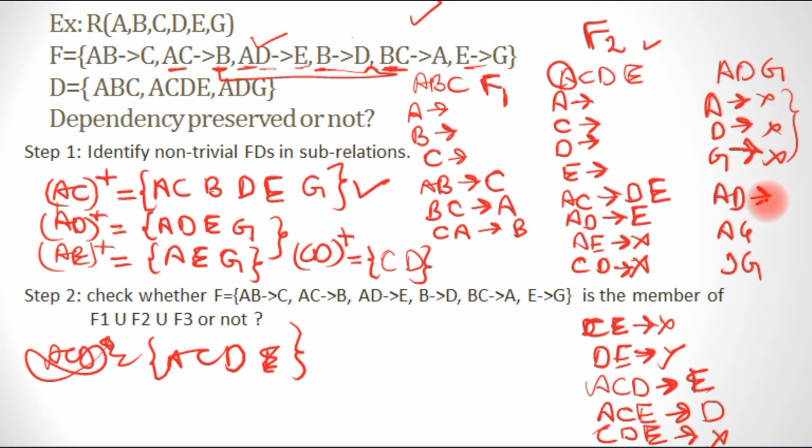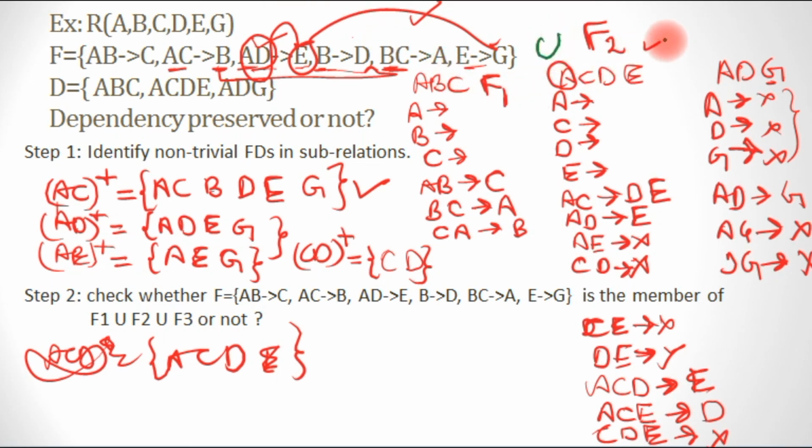Now check AD determines G. So AD determines G. Okay, see, AD determines E and E determines G. So we can write here AD determines G. Now check AG determines D. No. And now check DG determines A. This is also no.